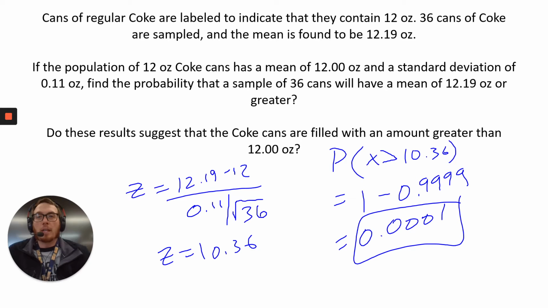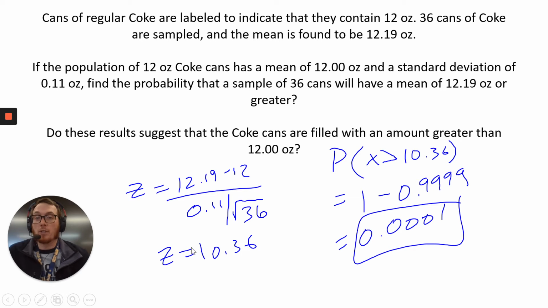This says Coke cans, regular cans of Coca-Cola, are supposed to contain 12 ounces. 36 cans are sampled and it's found that the mean is 12.19. The population is supposed to have a mean of 12 and a standard deviation of 0.11. Find the probability the can has a mean of 12.19 or greater. So it's the mean of the probability of these 36 cans.